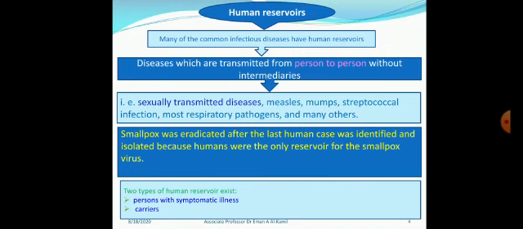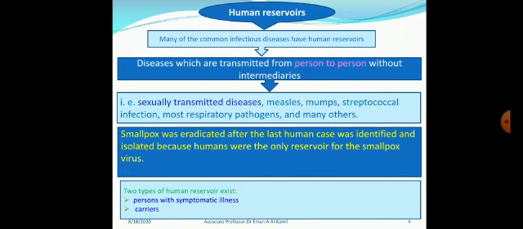Also, smallpox was eradicated after the last human case was identified and isolated, because humans were the only reservoir for the smallpox virus. There are two types of human reservoir: either a person with symptomatic illness, an individual with the infection who will transmit the infection to others, or asymptomatic individuals who are called carriers.